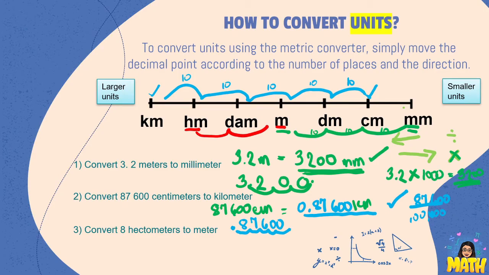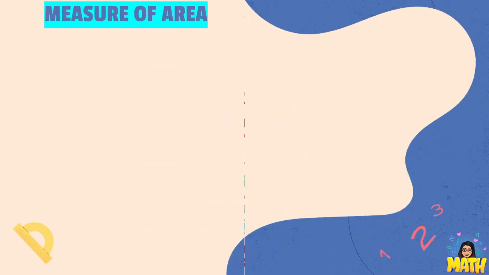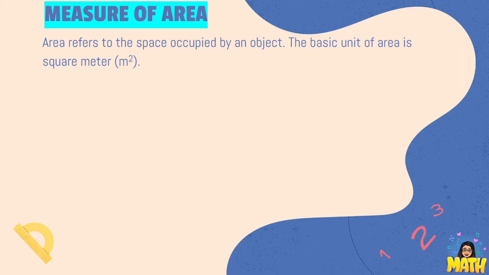So, this is 8, 2 units to the right, 1, 2, so it will become 800 meters. So, that's how we convert measures of length. Let's proceed to measures of area.